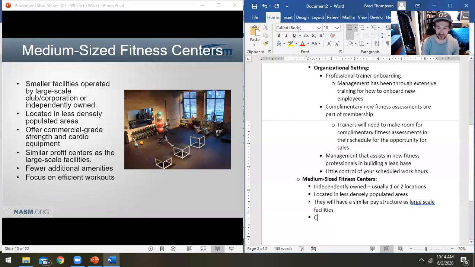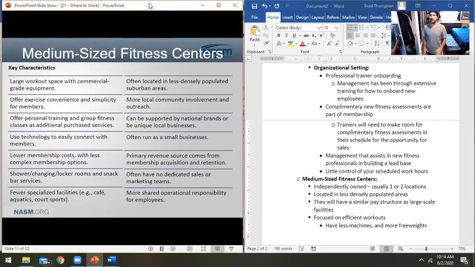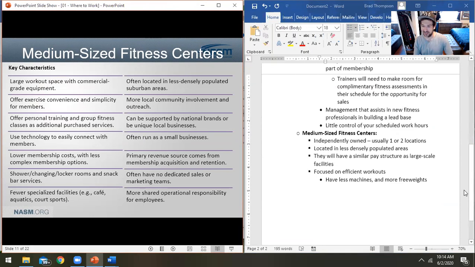And they are often focused, is the best part, on efficient workouts. So a lot of times they have less machines and more free weights. You are going to see a little bit less of that silly delt machine, right? Well, we got dumbbells, you can do delt raises. It's the same thing. They won't have a lot of that. They'll be a little more efficient with less equipment.